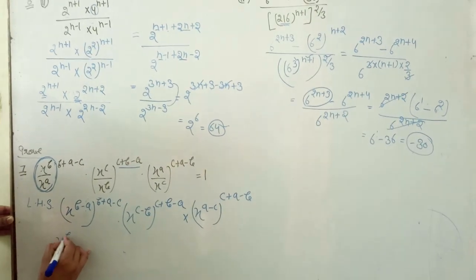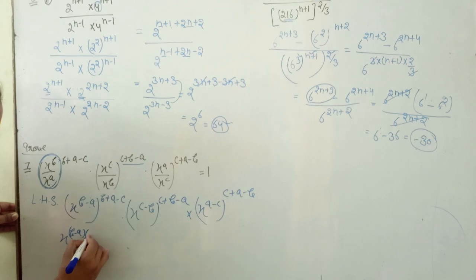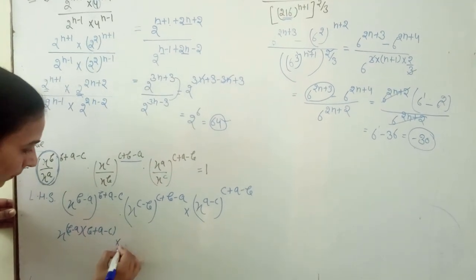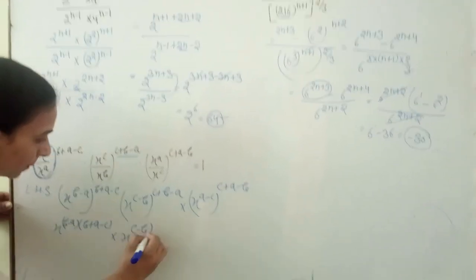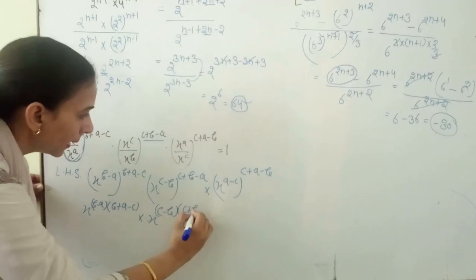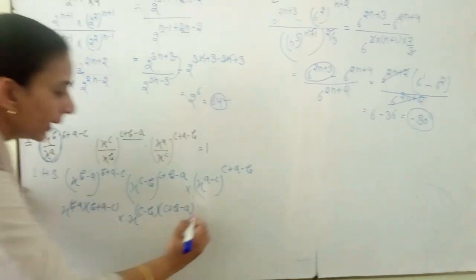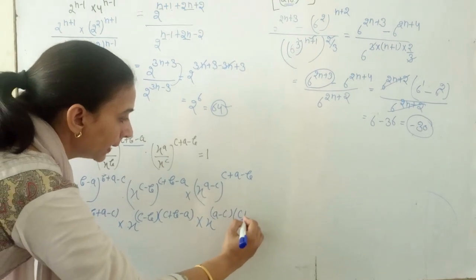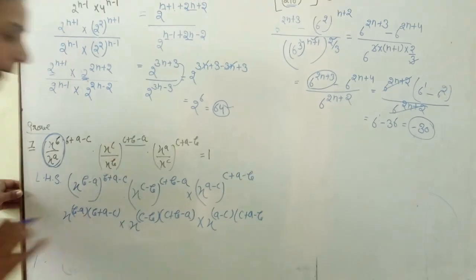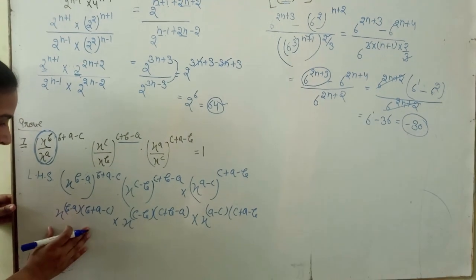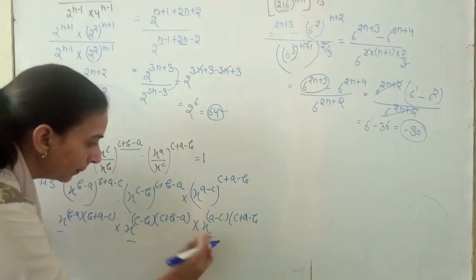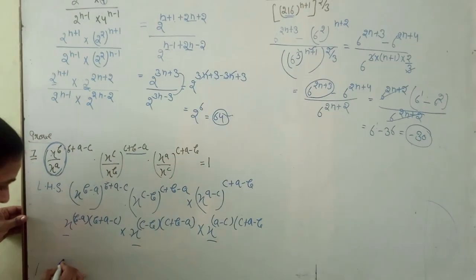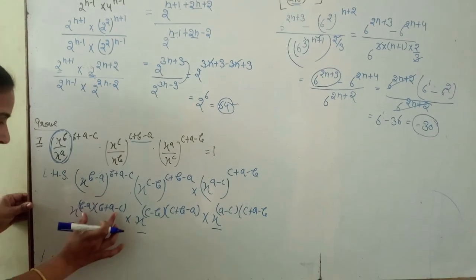Clear, student? Again power to power, then power multiply. X raised to the power b minus a multiply b plus a minus c. Same, x raised to the power c minus b multiply c plus b minus a. Same, x raised to the power a minus c multiply c plus a minus b. Clear? We multiply it and base same, and multiply, then powers should be added. So we can write a complete power of x. First we solve it.